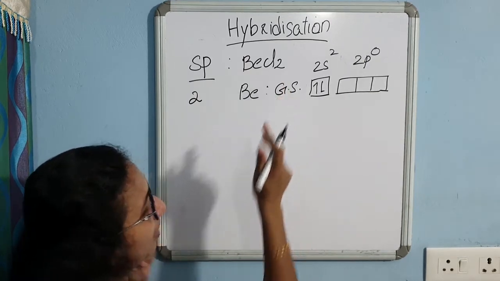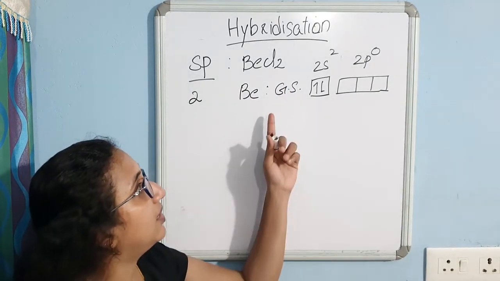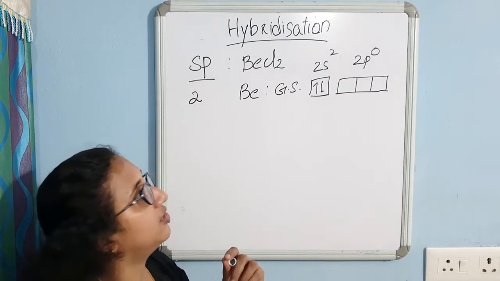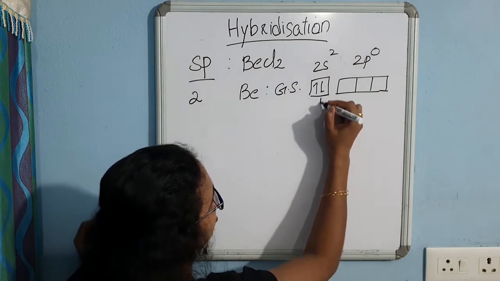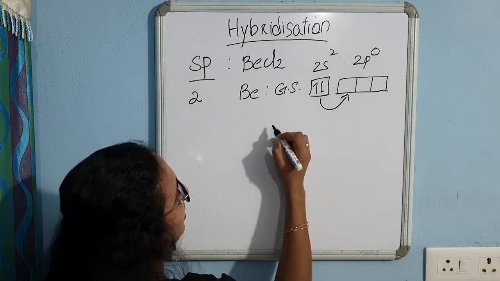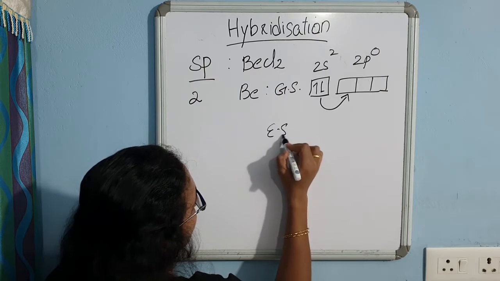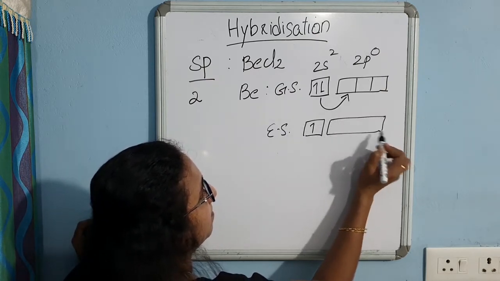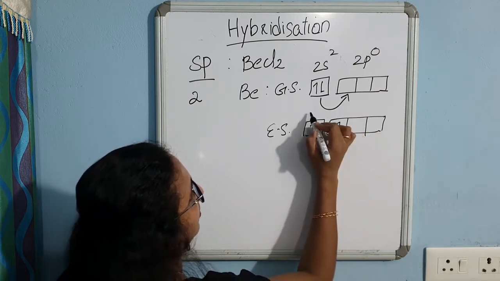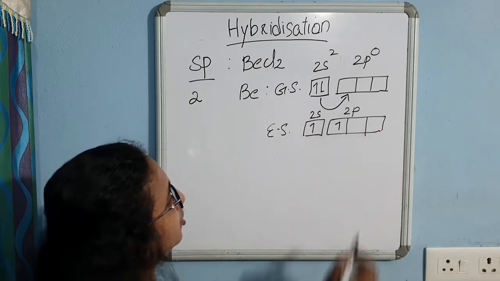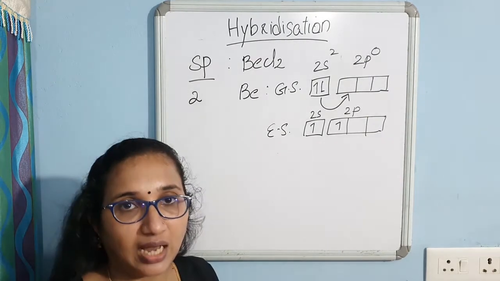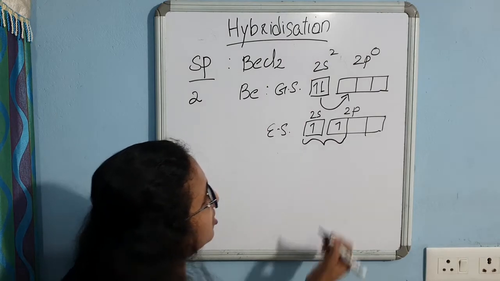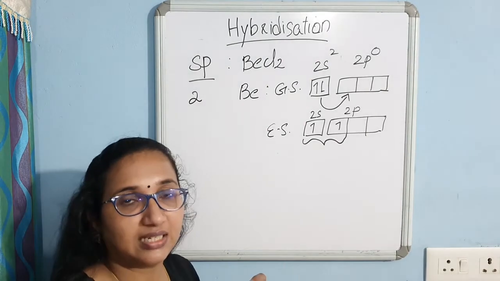And in order to combine with 2 chlorine atoms, the beryllium atom should make available 2 half-filled atomic orbitals. So what happens? One of the 2s electrons gets promoted to the 2p subshell. So the excited state configuration becomes 2s1, 2p1. Now there are 2 half-filled atomic orbitals, so these 2 will mix together because they have different energy and different shape.